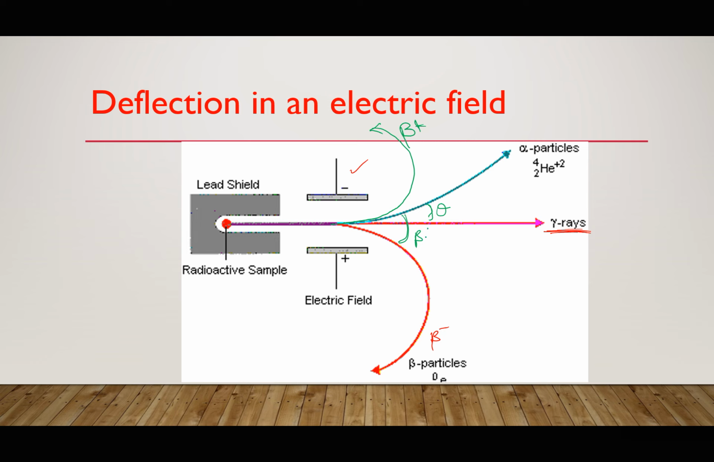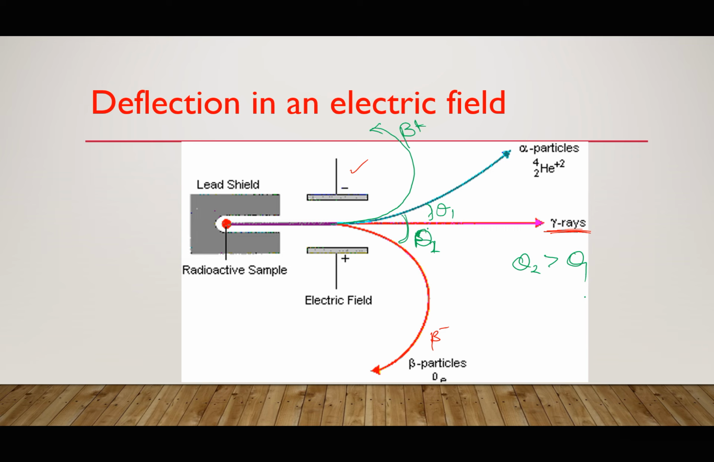Let me call it, theta is taken, gamma is taken, alpha is taken. Okay, I call that theta 1 and this is theta 2. You notice that theta 2 is much bigger than theta 1. So beta particles undergo much more deflection than alpha particles. I think that is easy to notice.